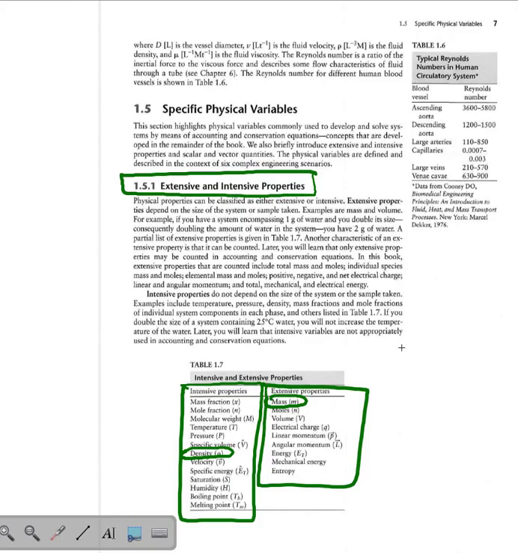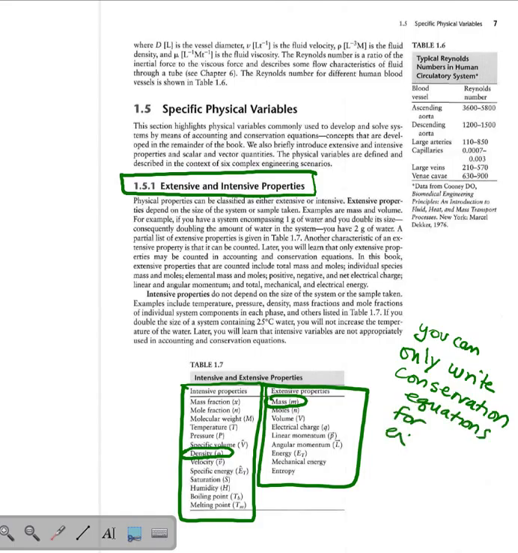And a key point is you can only write conservation equations for extensive properties. And I guarantee you, you or your friend will at some point try to write a balance equation where you're balancing mole or mass fractions. Can't do that. But I'll point that out to you in the Problem Solving Studio when it happens.